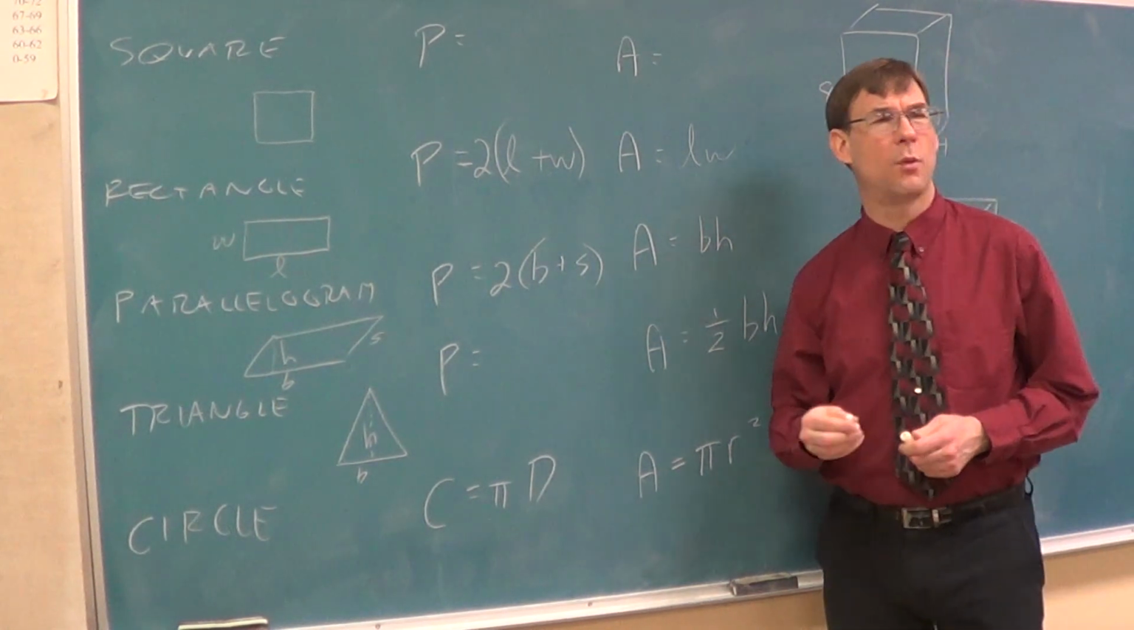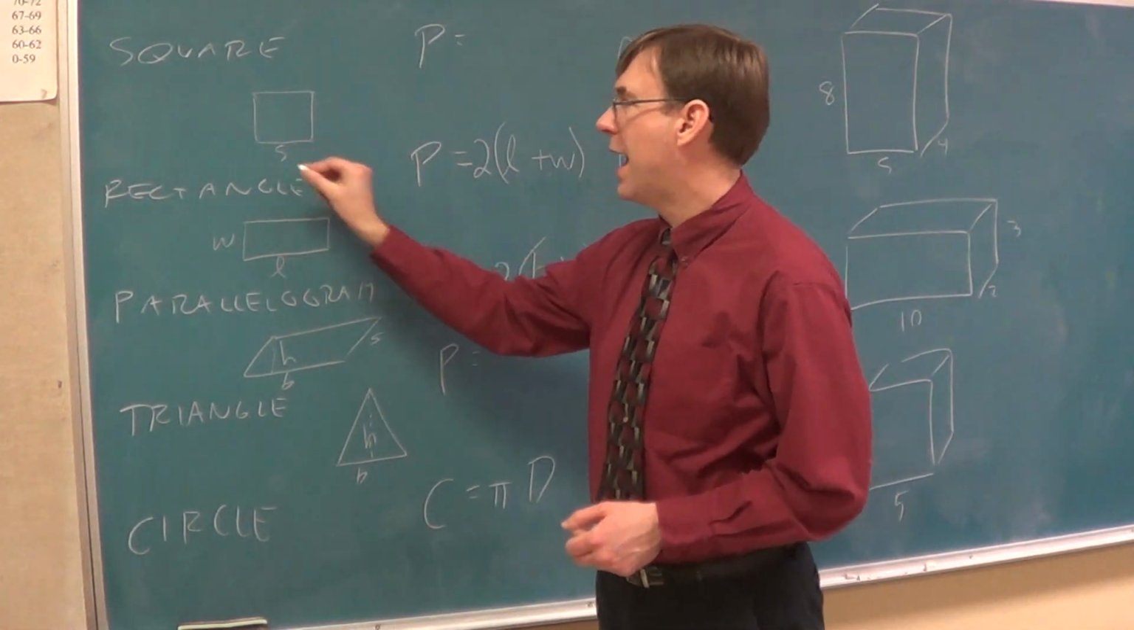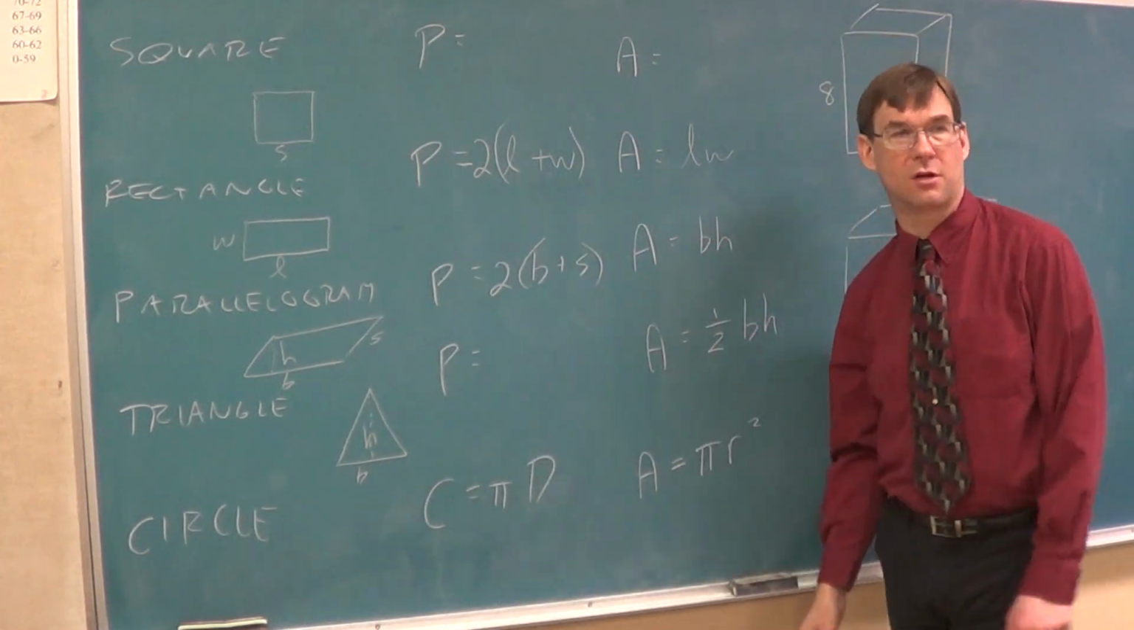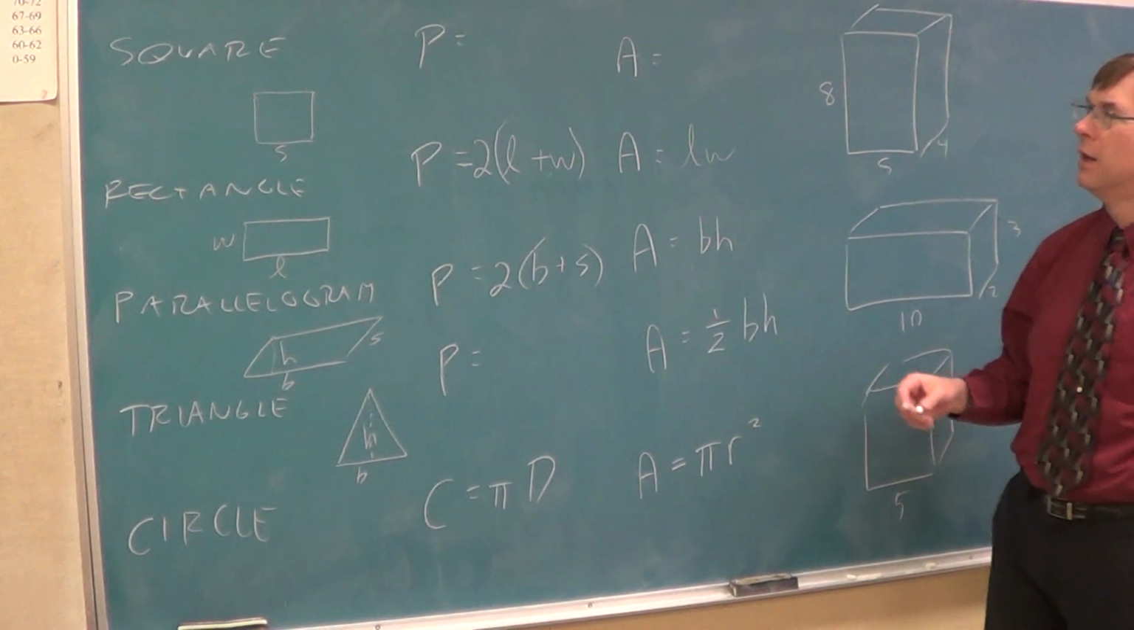Why one? How can I get away with only one? Because all the sides are the same. They're all the same, so I could just call that S, because it's one of the sides. So S for side, that's all we need, one label, one letter.